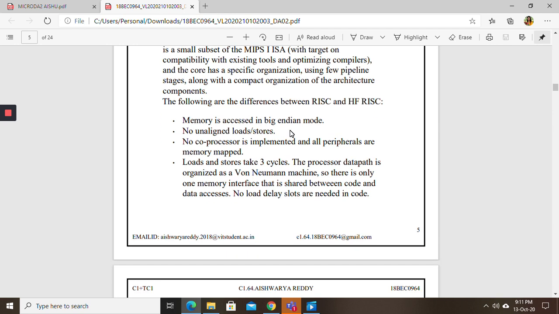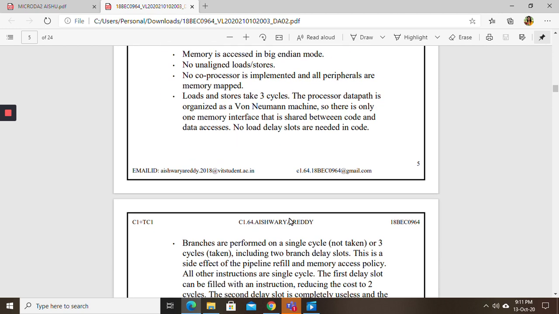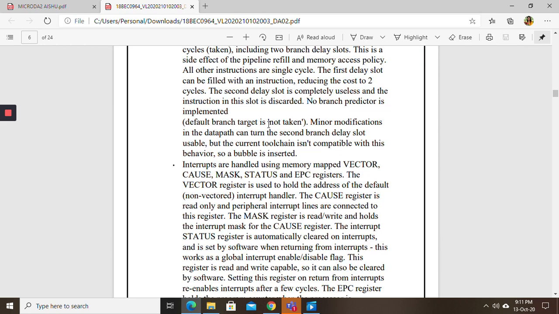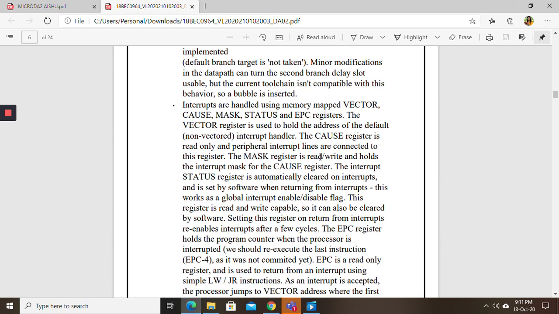Memory is accessed in big-endian mode. No unaligned loads. No coprocessor is implemented. Loads and stores take 3 cycles. No load delay slots are needed in the code. Branches are performed in a single cycle if not taken, or 3 cycles if taken, and the first delay slot can be filled with an instruction, reducing the cost to 2 cycles. Interrupts are handled using memory mapped vector, cause, mask, status, and EPC registers.